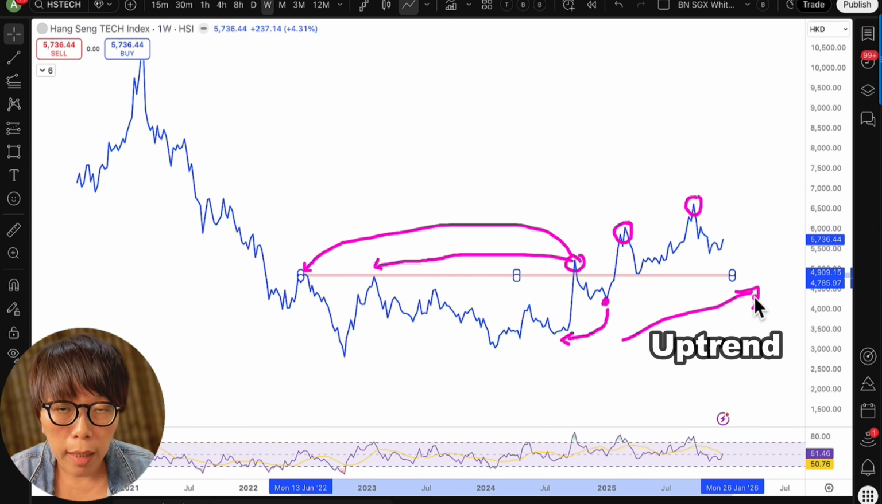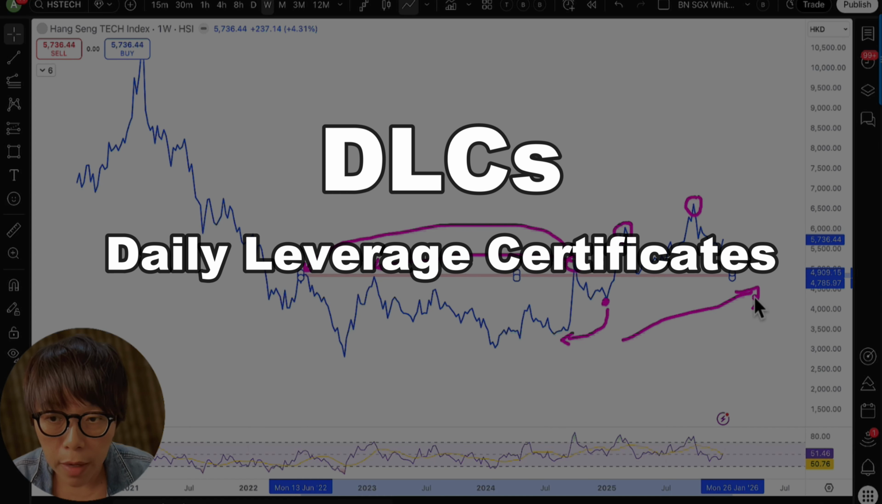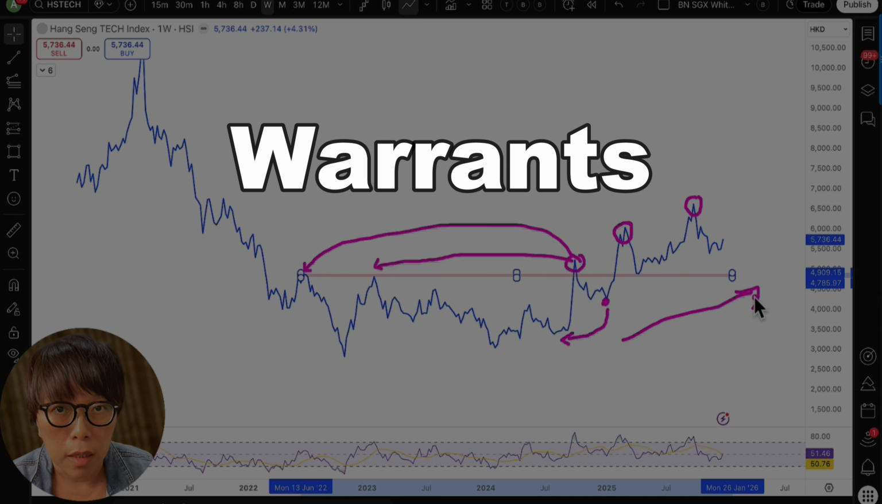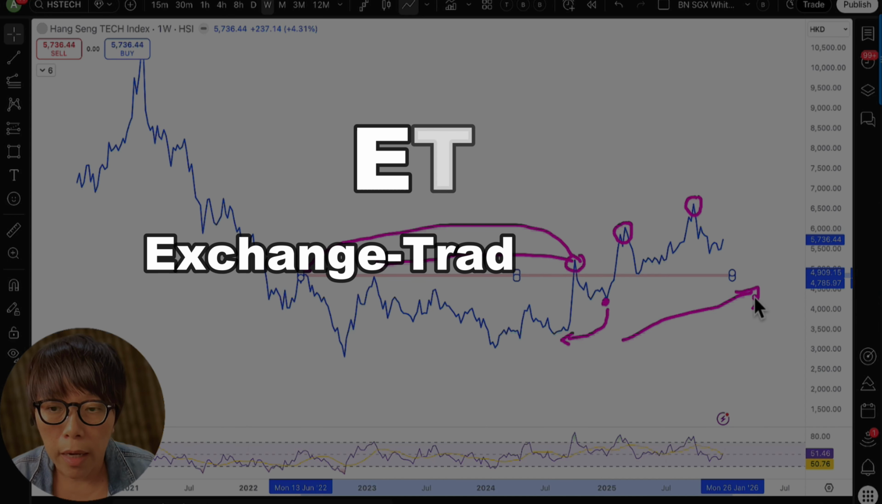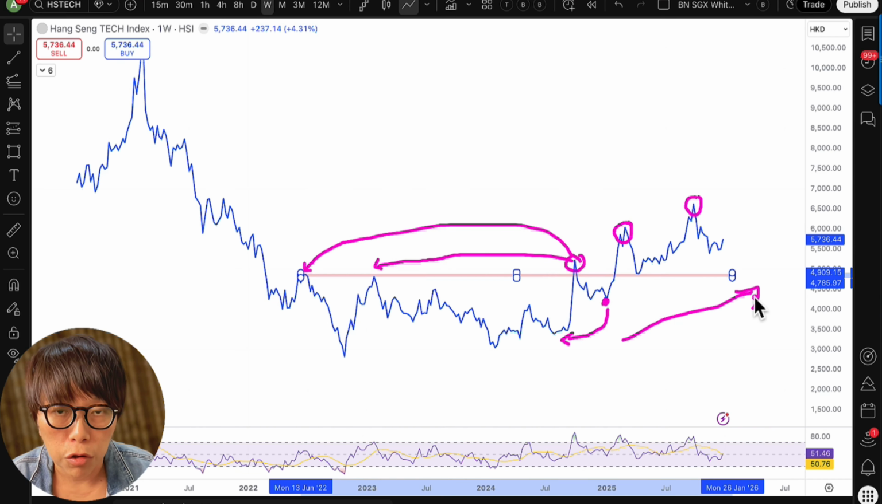For example, if you would like to tap into opportunities in Hang Seng Tech, there are a few instruments that you might want to explore, such as DLCs, daily leverage certificates, or warrants, or even the ETF, which is exchange traded funds. Again, this video provides you with an overview of how to analyze the trend from the point of higher high, higher low, which you can easily read up on the internet to understand, or just get the AI to explain how to define trend, with the concept of higher high, higher low.